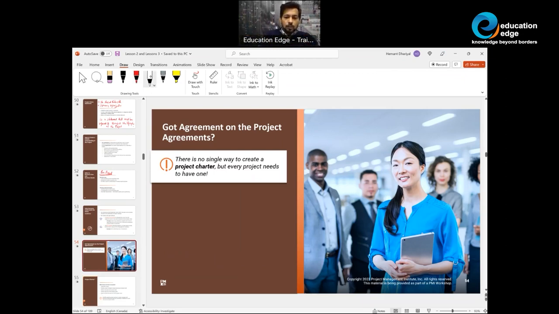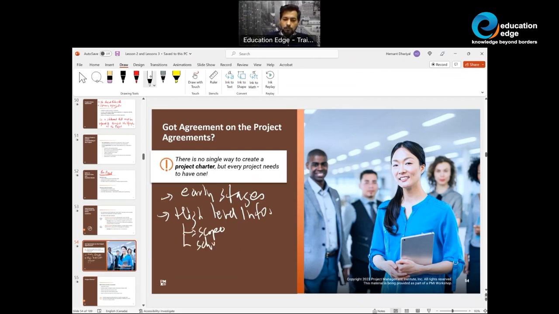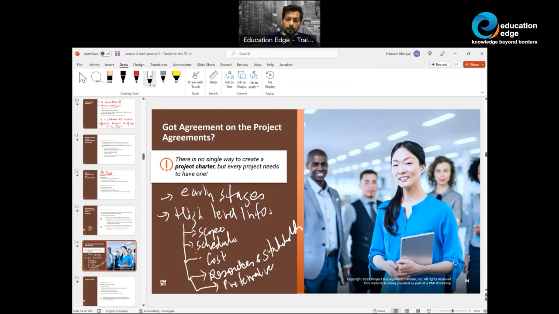The project charter is created in the early stages and contains high level information. High level information about what? High level information about scope, schedule, cost, resources and stakeholders, any preferred vendors, risks, and high level requirements.